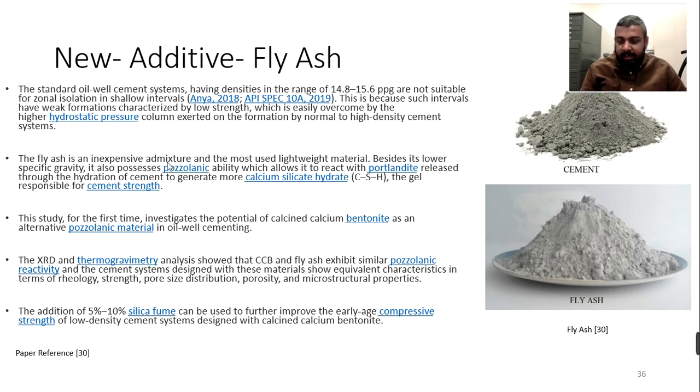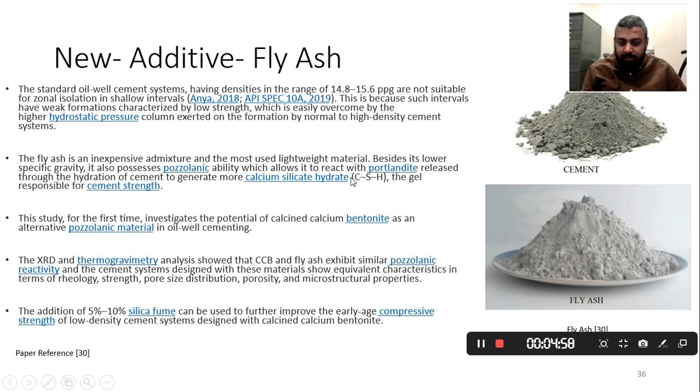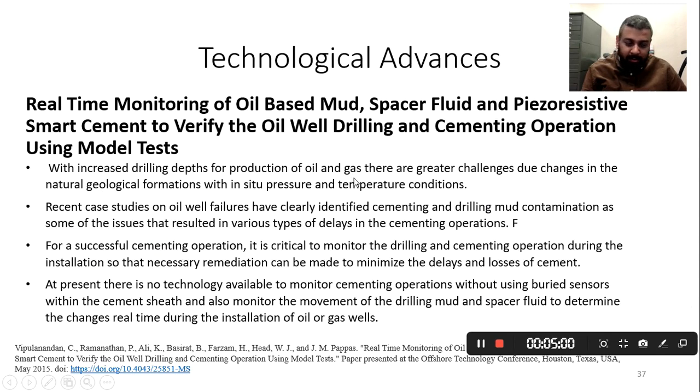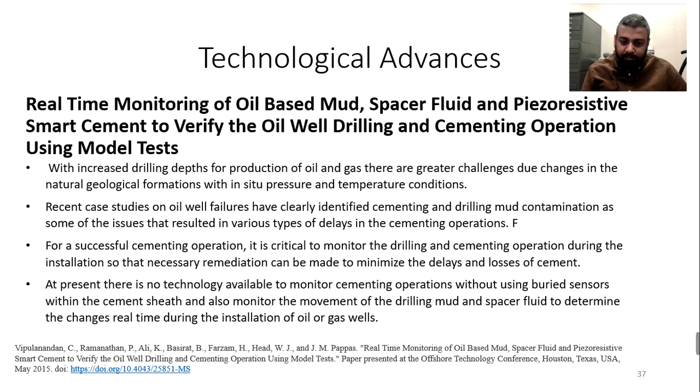So it's a very inexpensive, lightweight material, and it also has pozzolanic ability. That's why it can also improve the compressive strength of low density cements. Mostly it is used when there are unconsolidated weak formations, so it has low density, and you can easily maintain the pressure and so on. So these are the new properties that researchers are recently talking about in primary cementing.